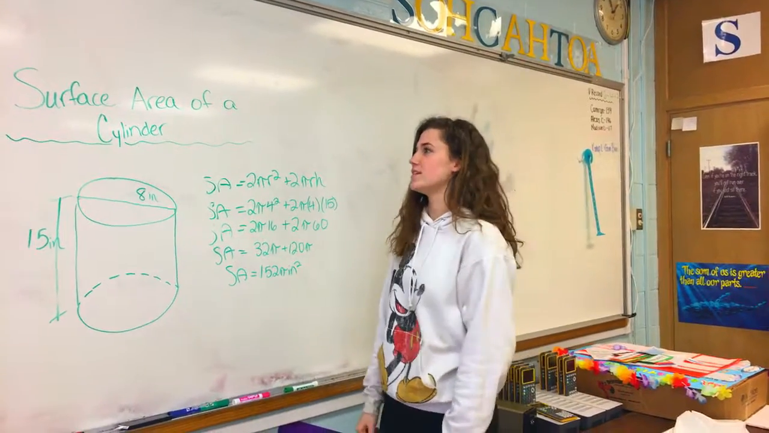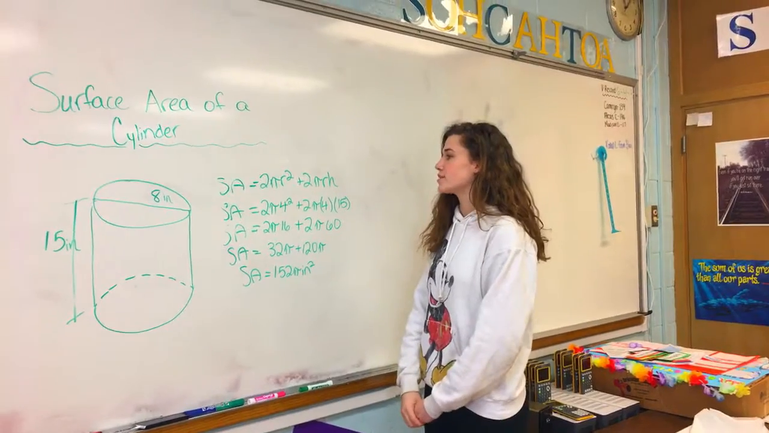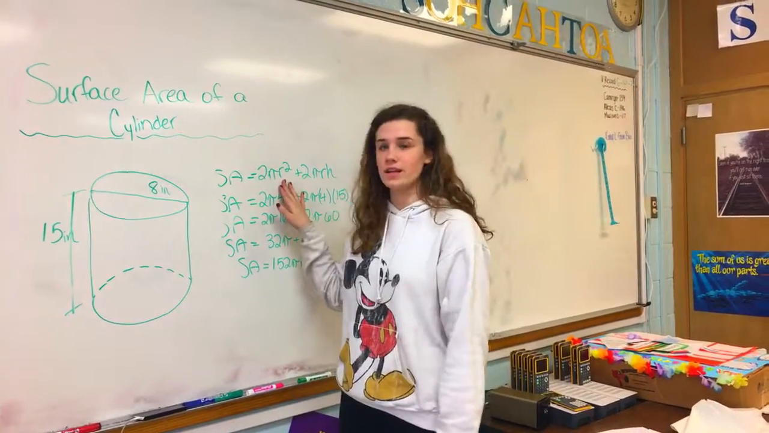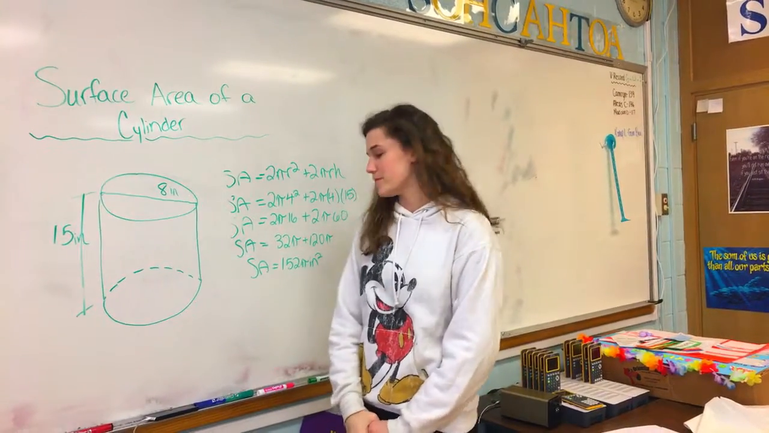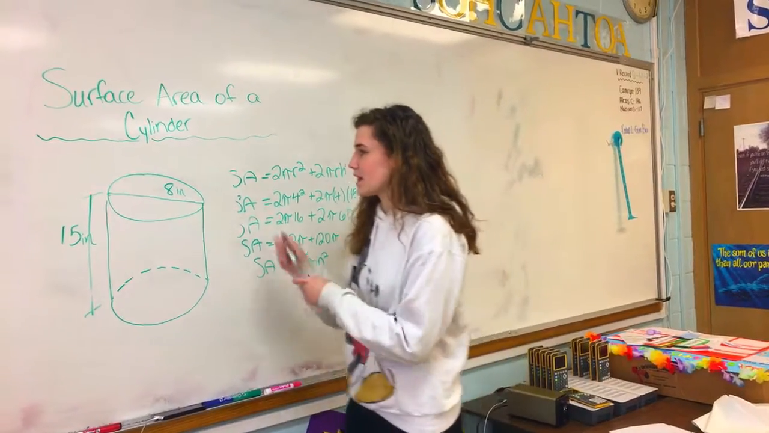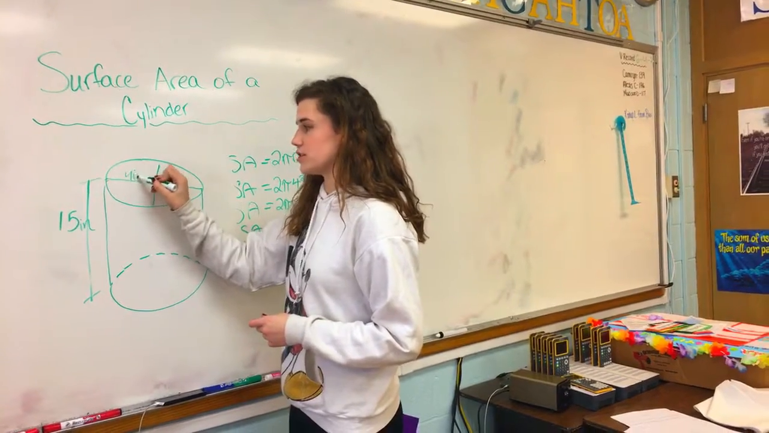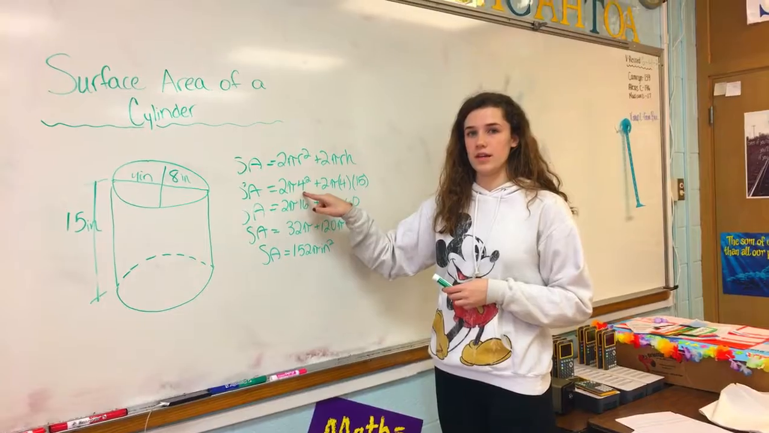Another example to find the surface area of a cylinder uses the same equation, 2 pi r squared plus 2 pi r h, but instead of having the radius, you have the diameter, but the equation asks for the radius.